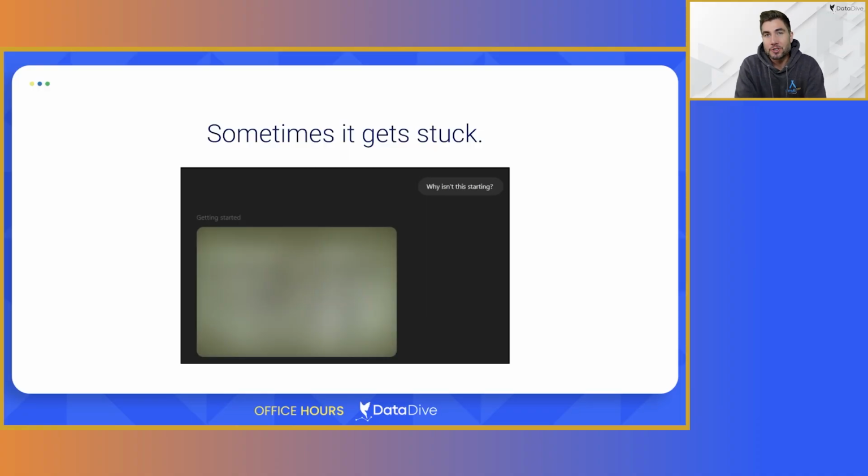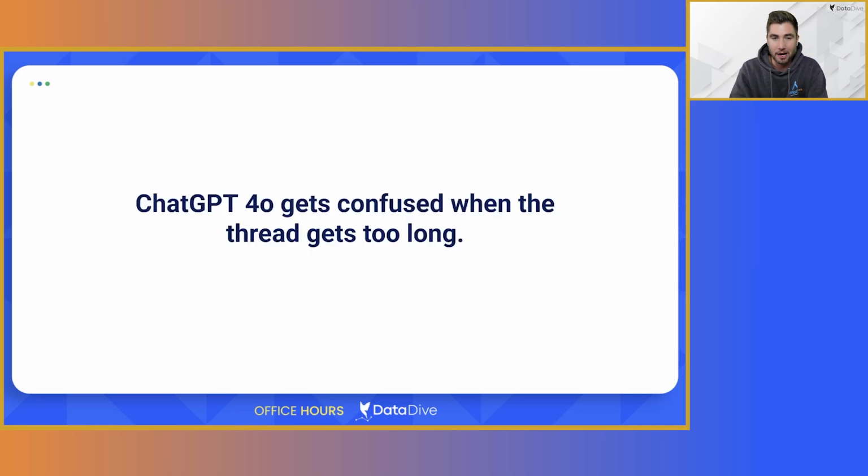From time to time, ChatGPT 4.0 is going to get stuck. So if you ever see an image that's rendering for more than a minute, minute and a half, just type in and say, why isn't this starting? And that should usually kick it back off again.